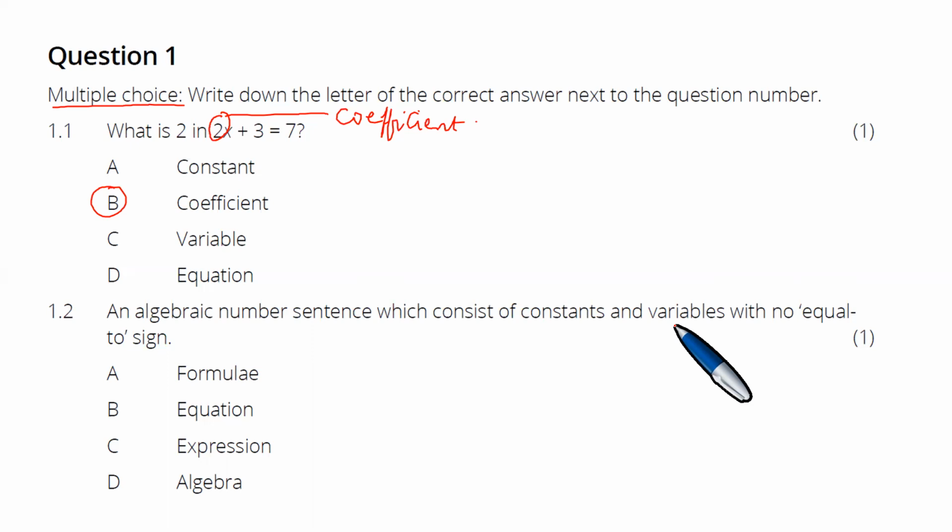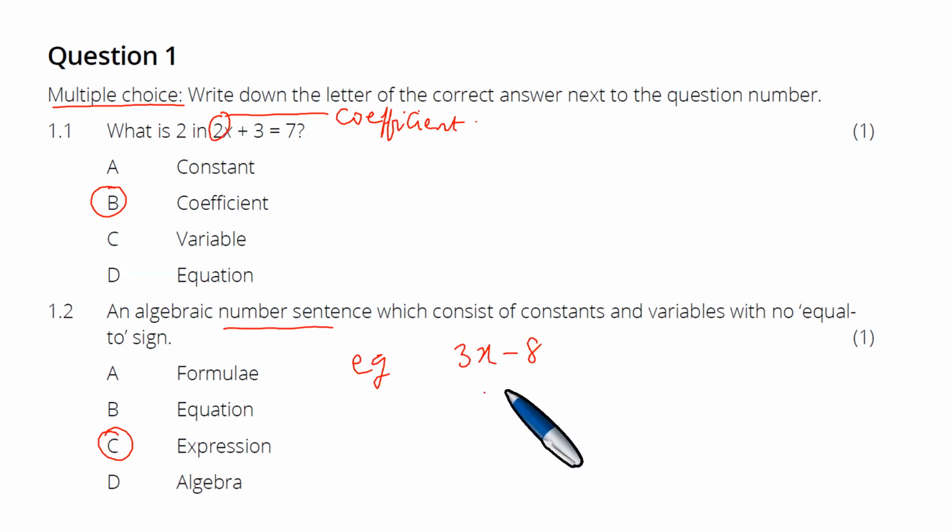So an algebraic number sentence which consists of constants and variables with no equal sign is called an expression. It's called what? An expression. And examples of these would be an algebraic number sentence with constants and variables. So I can give you 3x minus 8. This one here, it has no equal sign. So it is called what? It is called an expression.